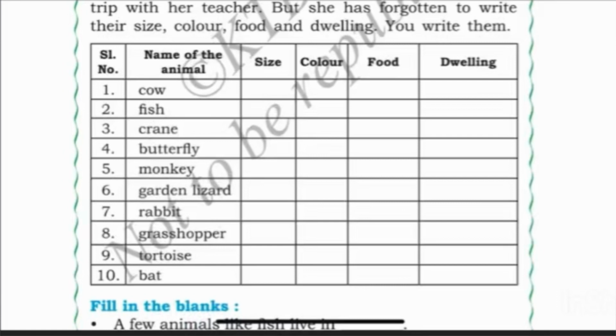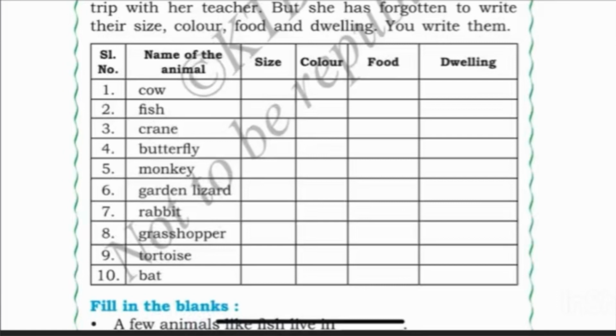Dwelling is forest. And garden lizard, size is small. Color is green. Food is insect. Dwelling is trees. Rabbit. Color is white. Food is grass. Dwelling is forest. Grasshopper. Color is green. Food is grass. Dwelling is trees. Tortoise. Color is brown. Food is grass.